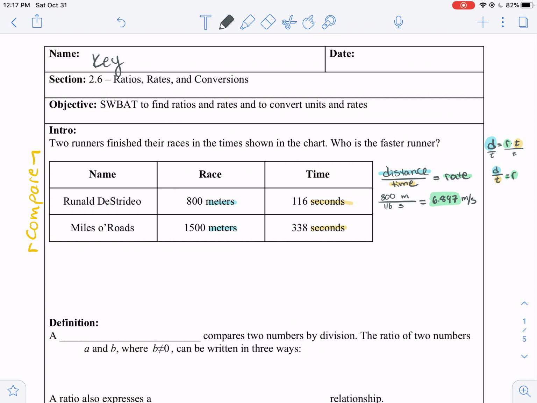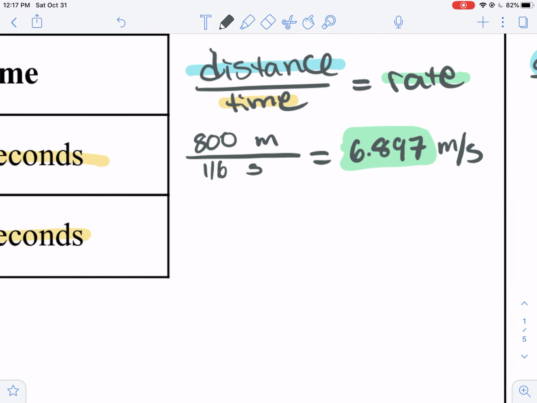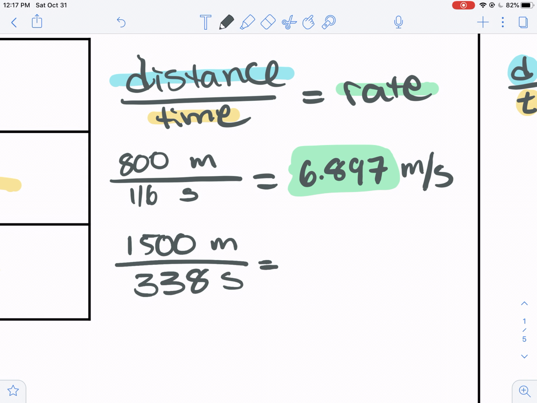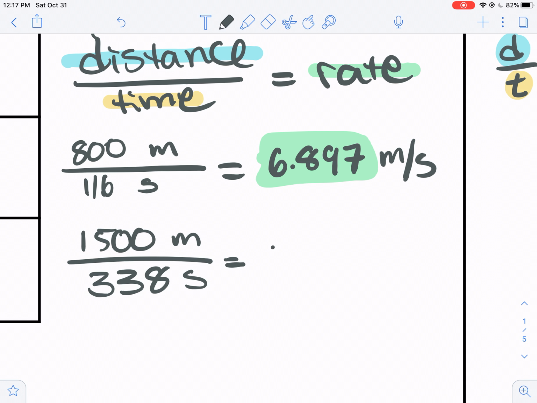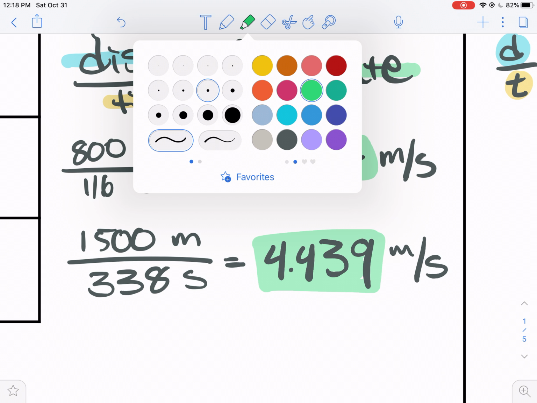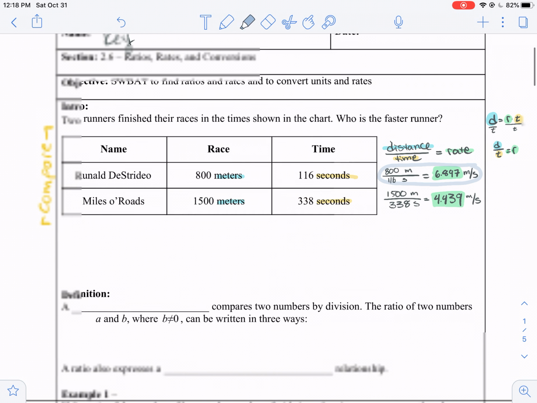And then we have Miles Rhodes, and he runs 1,500 meters in 338 seconds. So his distance is 1,500 meters divided by a time of 338 seconds. And his rate comes out to about 4.439 meters per second. So who runs faster? Who has the higher rate? Well, that'll be our Ronald Distradio here. He is faster.